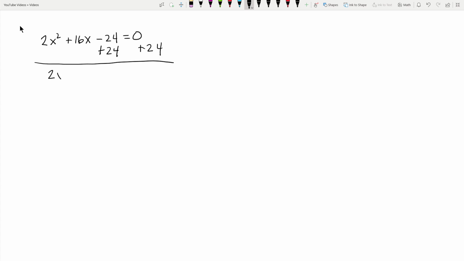So then I have 2x squared plus 16x equals 24. Now the other thing, because I have an equation, I'm looking for the zeros or the solutions to this equation. I don't have to really worry about factoring out a leading coefficient. I can just divide it out because I'm not actually looking for the vertex. So I'm going to divide 2 out of both sides. That means every term. So I've got x squared plus 8x equals 12.